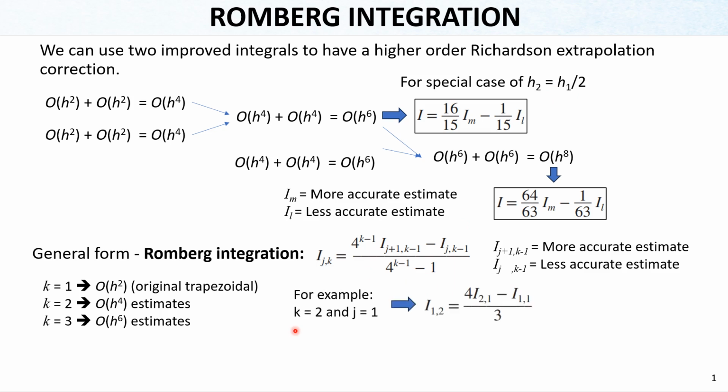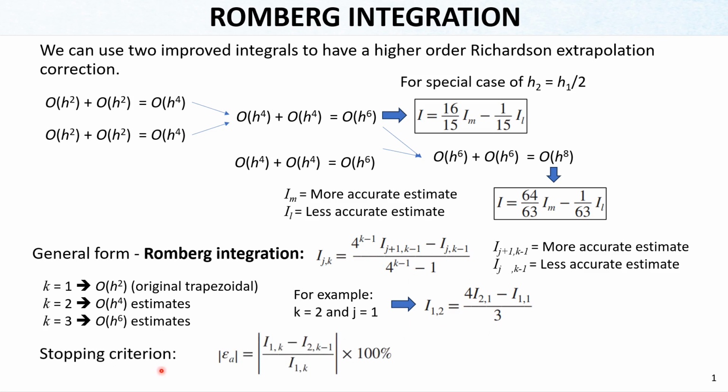For example, k equals 2 and j equals 1. Then here, j is 1, and we have 4 to the power 1 only, times I(2,1) here, j is 1, and I(k-1) which is 1 here, minus I(1,1), divided by 4 to the power 1 minus 1, which is 3.